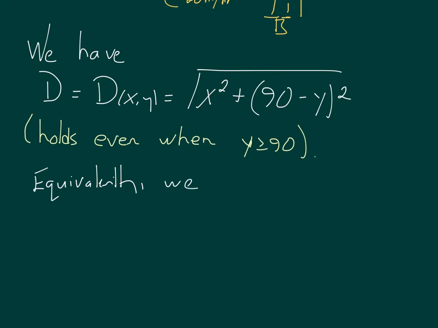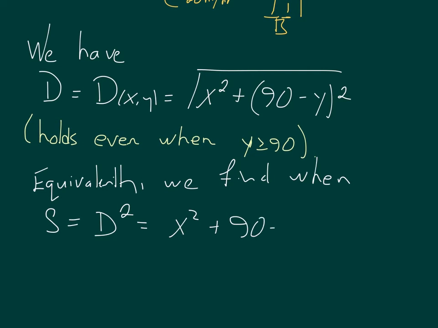We can solve, or we find when S, which is the square of D, which will equal x squared plus (90 minus y) all squared, is minimum. All right.